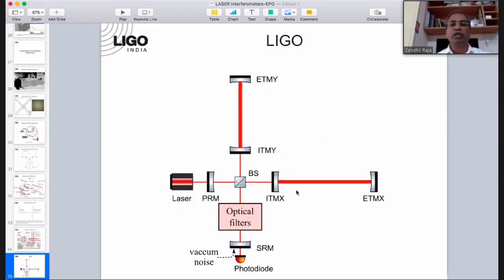And last but not the least, the most important application of interferometry, as we have seen in the last decade, is in the detection of gravitational waves. And LIGO is the instrument that is used to do that. So this is the optical configuration of LIGO. We'll come back to it in a little greater detail.